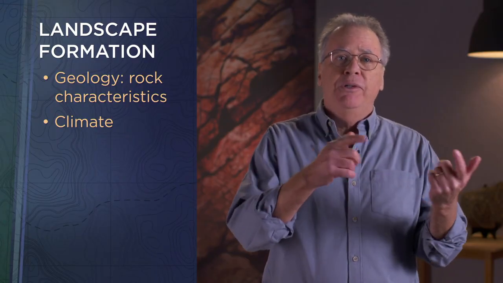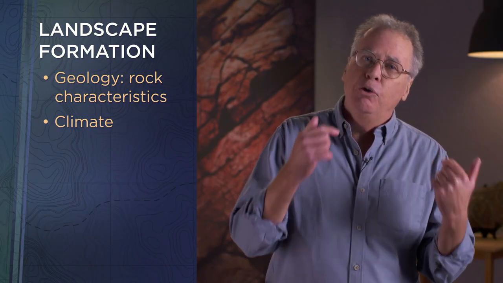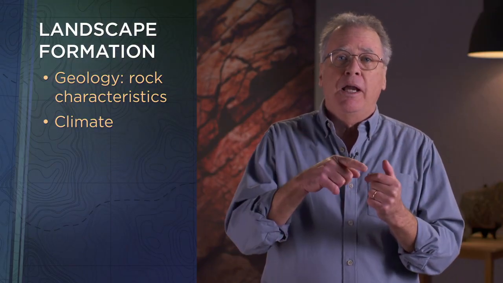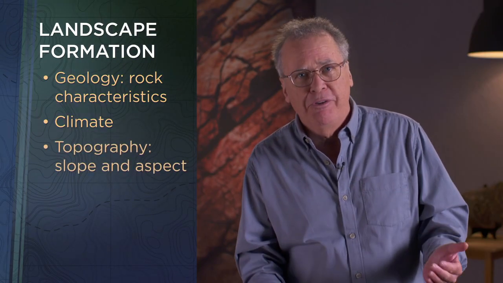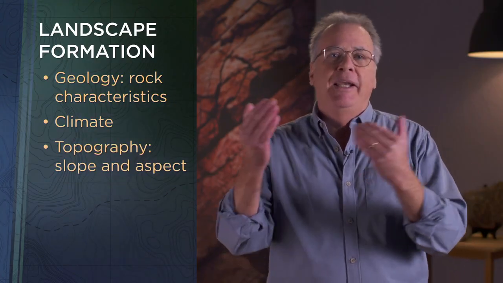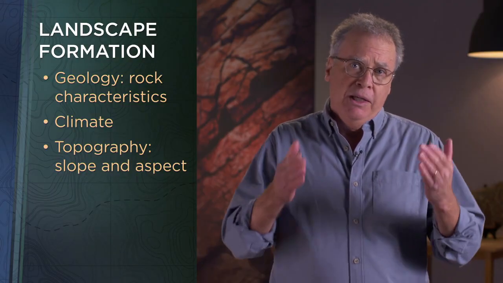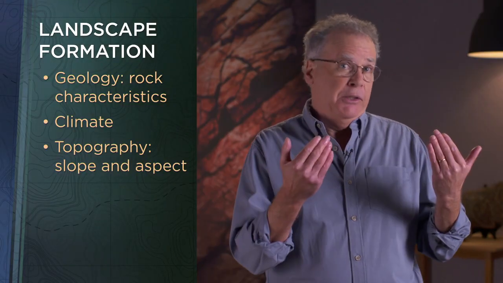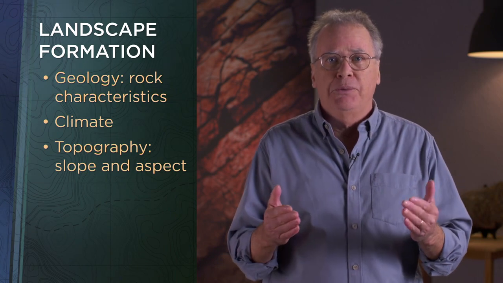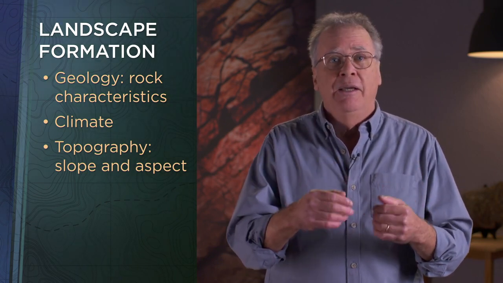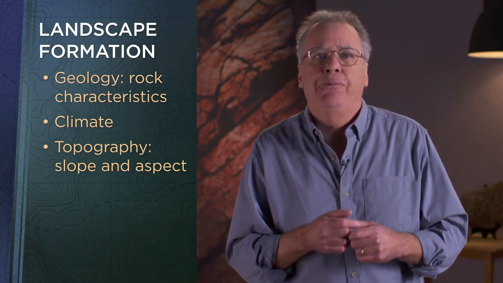What are they? In addition to rock characteristics, climate has a big influence, and arid regions have very different landforms than humid regions. A third factor, influenced by rock type and climate, is topography. This is also called slope and aspect. Flat versus steep slopes will influence how much erosion occurs. South-facing slopes, sunny and dry, versus north-facing slopes, wet, cool, and shady, can have very different slope angle.